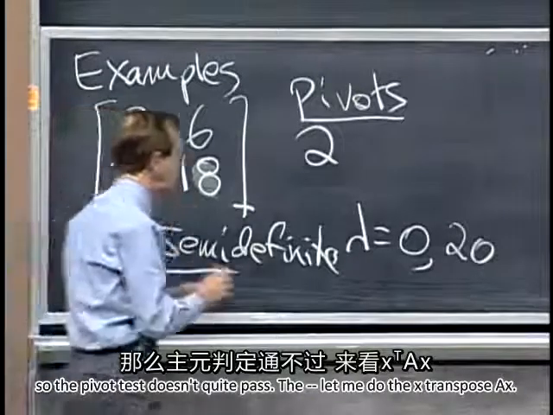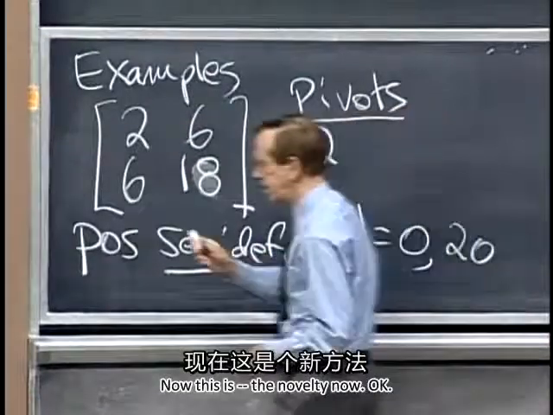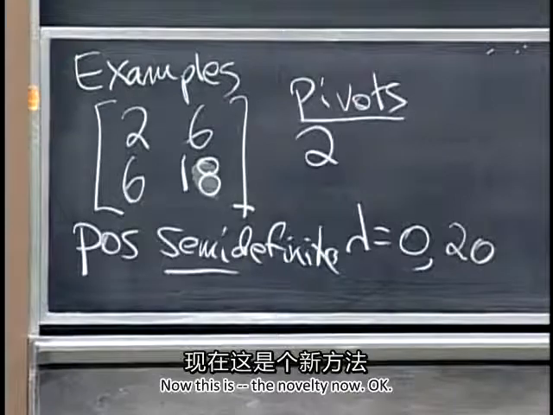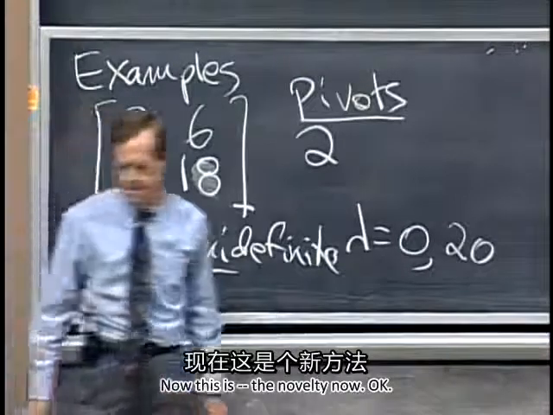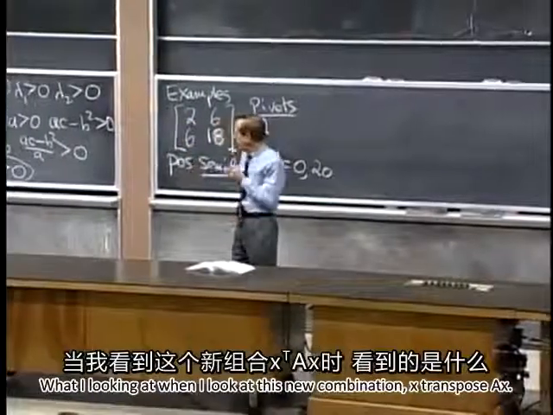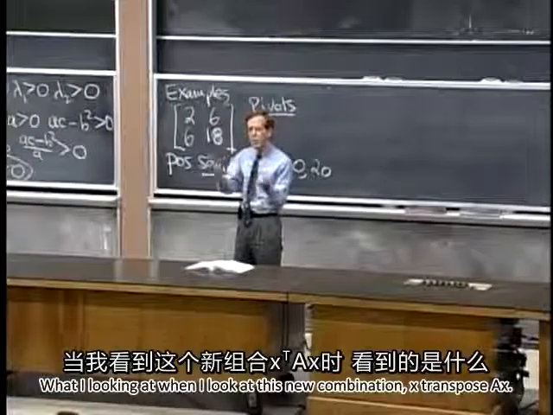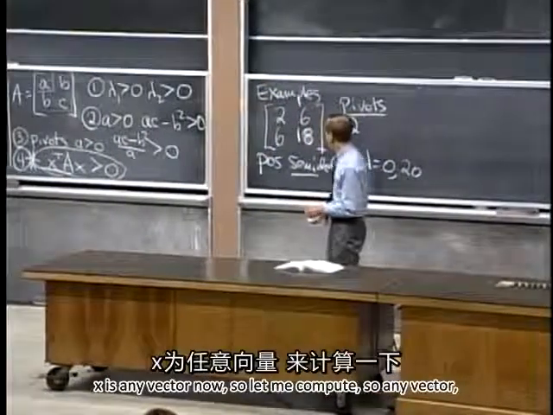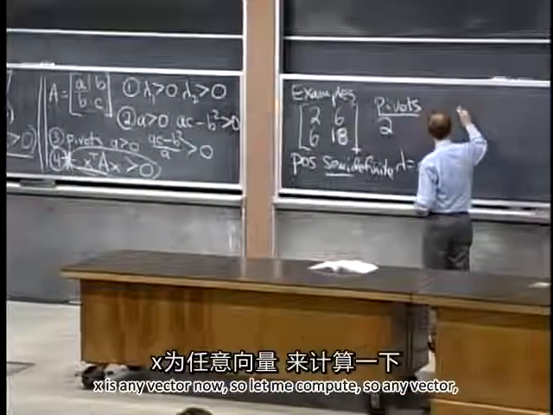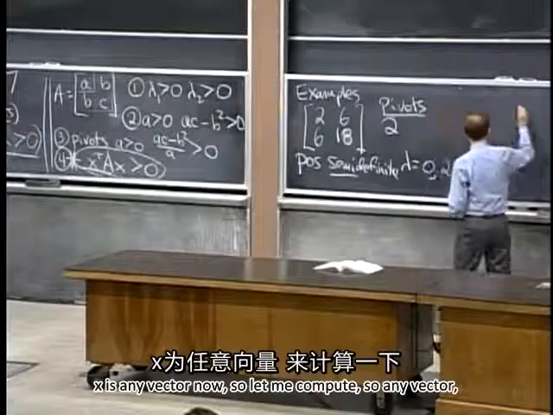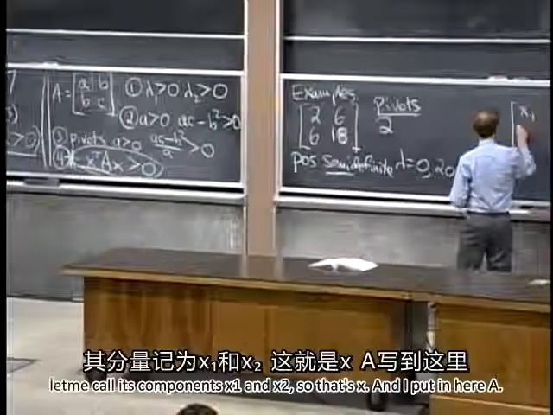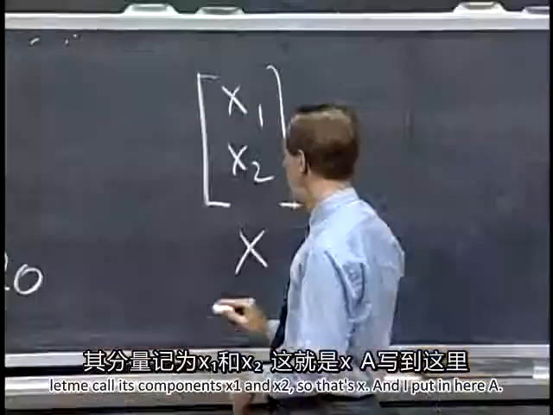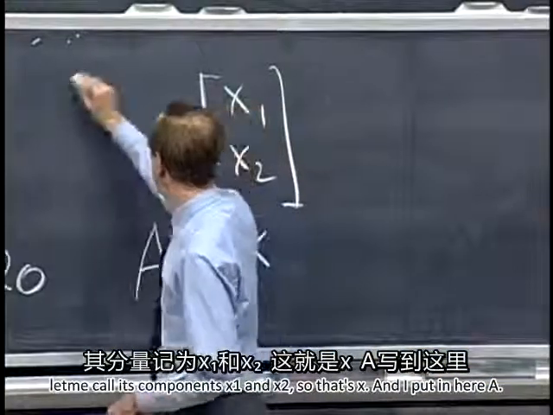Let me do the X transpose AX. Now this is the novelty now. Okay. What am I looking at when I look at this new combination X transpose AX? X is any vector now. So let me compute. So any vector, let me call its components x1 and x2. So that's X. And I put in here A.